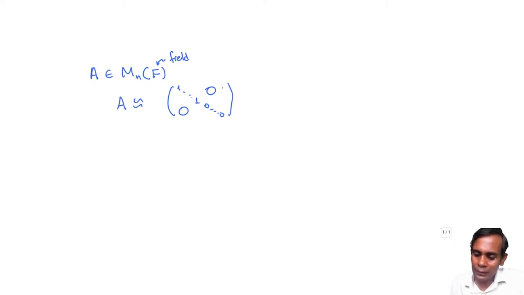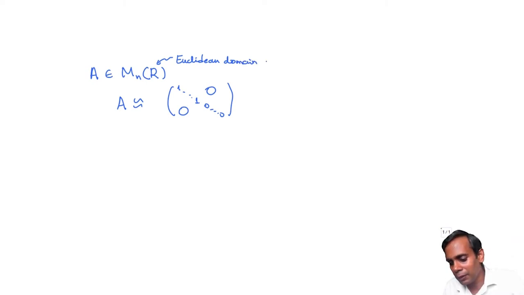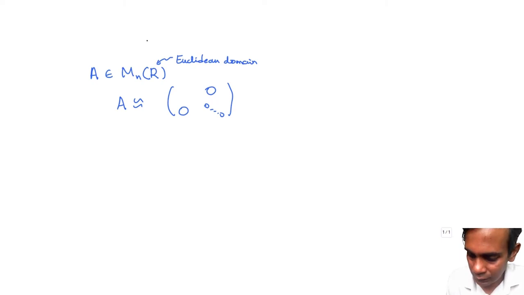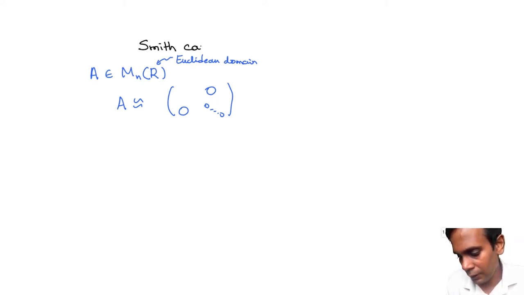Now, this time we are going to see what happens if we change this field F to a ring R. Well, let's say a commutative ring. But to start with, let's see what happens when we take a Euclidean domain. Later we will replace it by a slightly more general case of what happens when you take R to be a principal ideal domain. In that case, the canonical form is not so simple. It's not just determined by an integer r, which is the rank. It's a bit more complicated. And this canonical form is called the Smith canonical form. So this lecture is called Smith canonical form, or sometimes called Smith normal form.